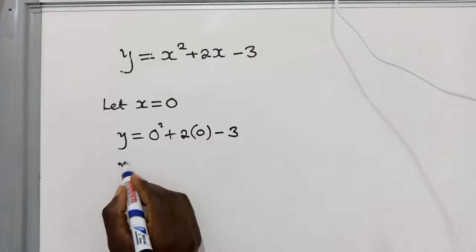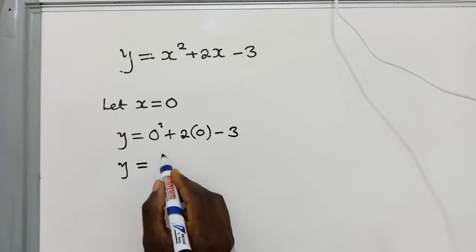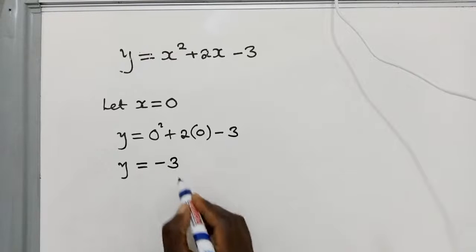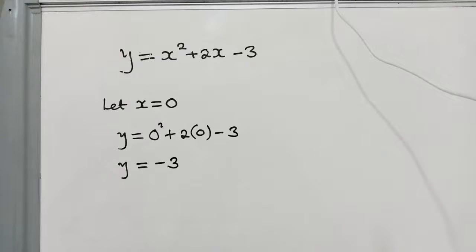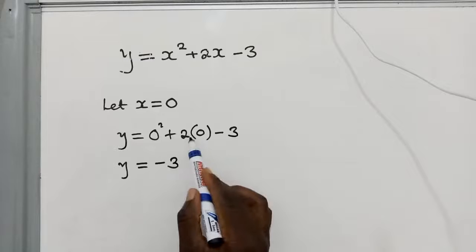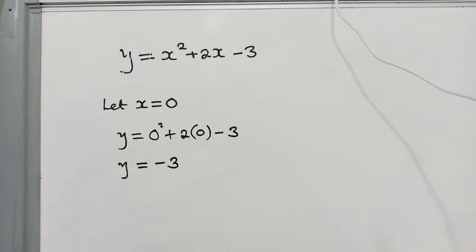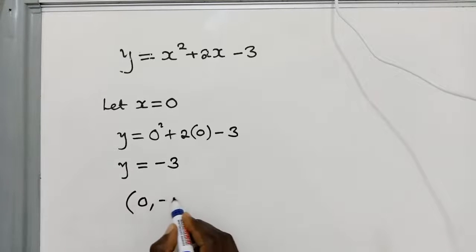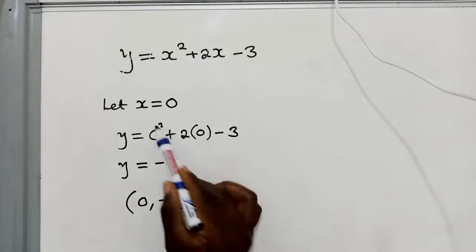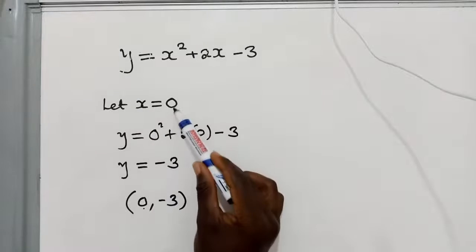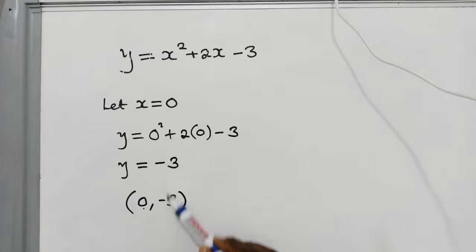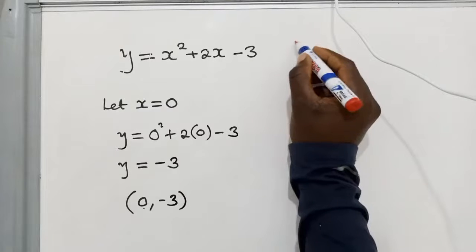So once you do so, when we solve nicely, you find that Y will be equal to -3. This is 0 and this is 0, so we'll just remain with the -3. So we have a set of coordinates (0, -3). We know that X is 0 and Y is -3. So this is a set of the coordinates we need to have. So we'll keep them, we'll put them here.